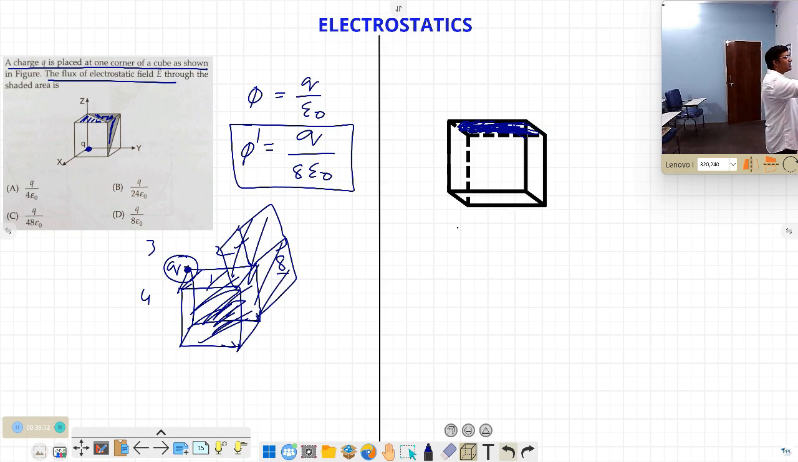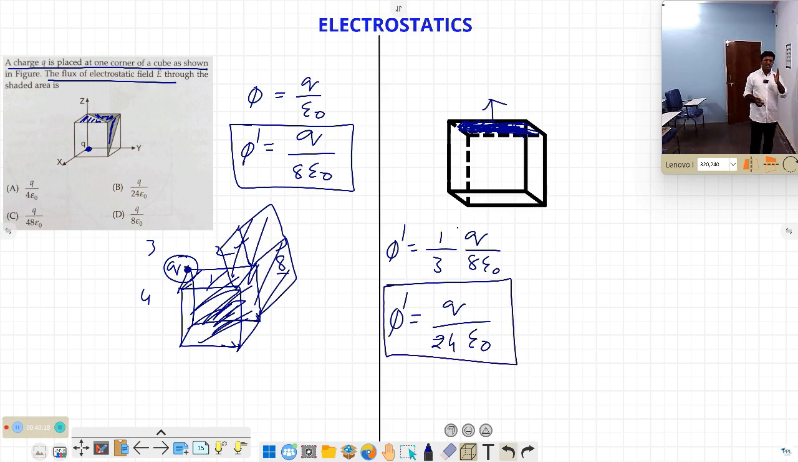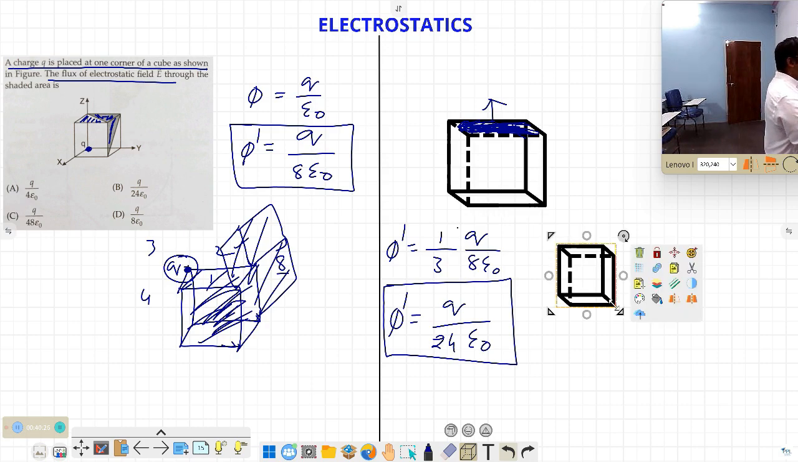From that, they are asking for only one of the sides, and the charge's flux is shared among the remaining 3 sides. That means phi dash is equal to 1/3 of q by 8 epsilon naught, so the flux across the shaded part is q by 24 epsilon naught. If you are still confused, we can go to the diagrams. This is one cube, this is the second cube, and so on.